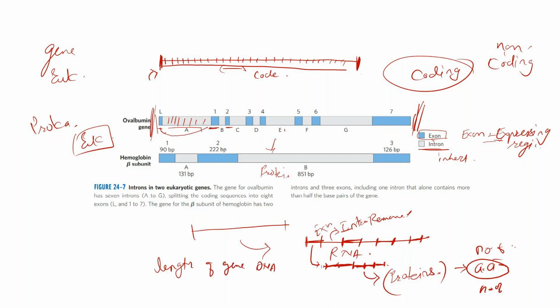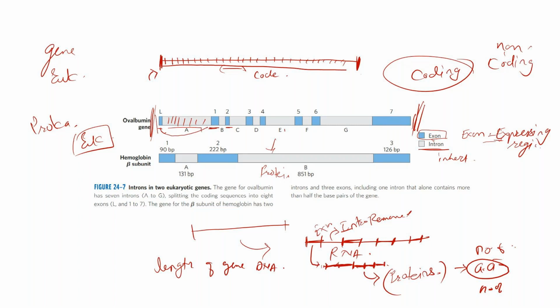So will this length of gene be correct? No, right? When the gene consists of coding and non-coding regions, that is exons and introns, that time we can give the minimum length of gene, right?